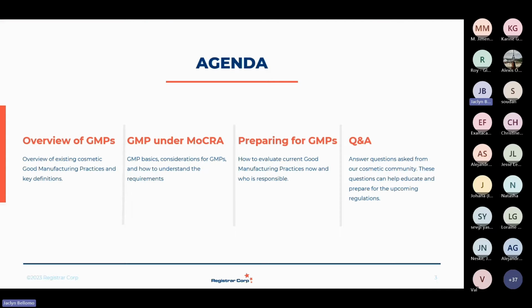We will first go into an overview of existing cosmetic GMPs, some key definitions to understand what that means under MoCRA. We'll also discuss some GMP basics, considerations for GMPs, and how to understand their requirements. We'll also be going over understanding the FDA process, what that enforcement looks like, and then preparing for GMPs. What does that look like as a responsible person? What does it look like as a facility? And lastly, we'll be answering some questions and reviewing some other details about the timeline.